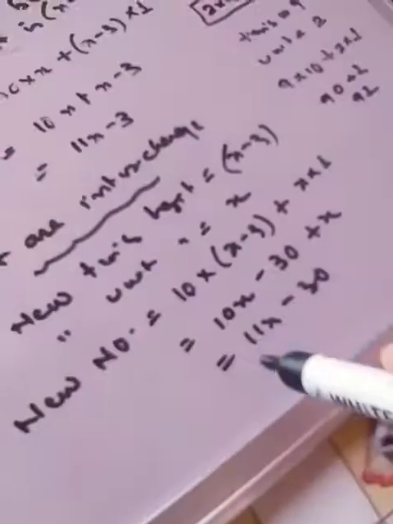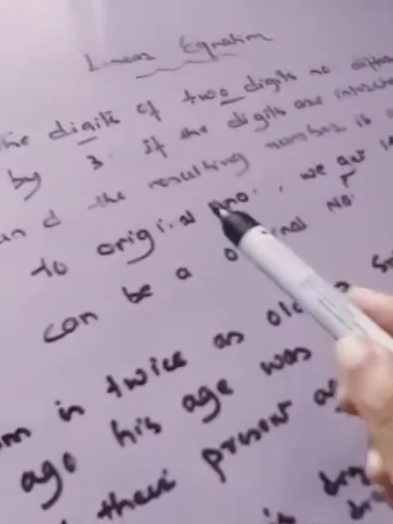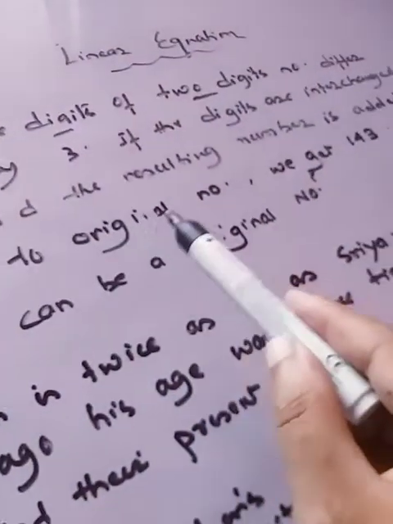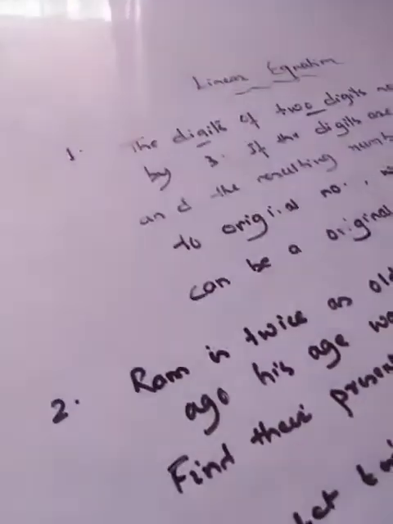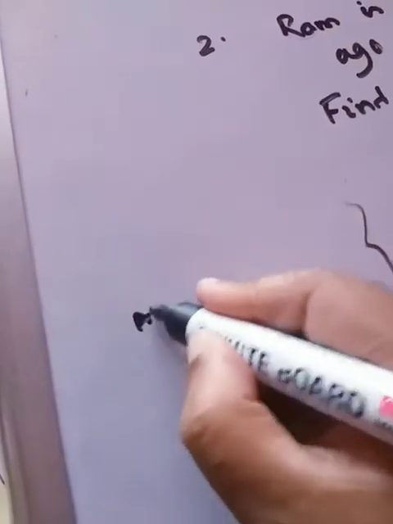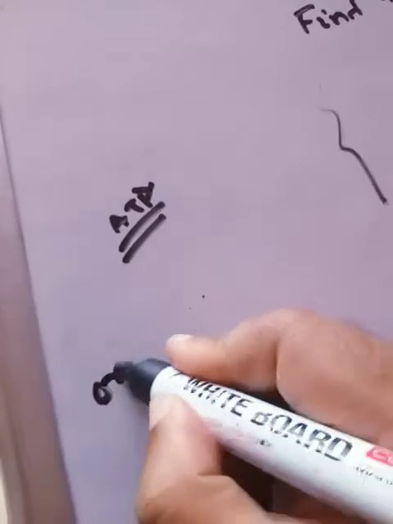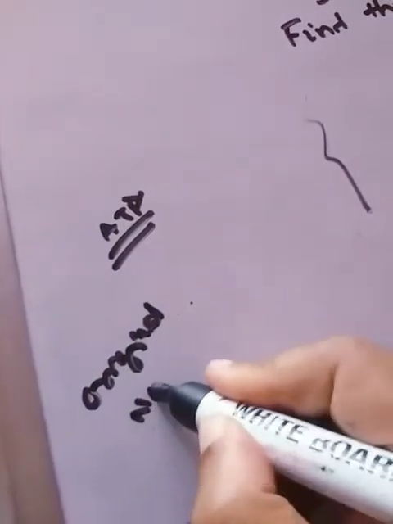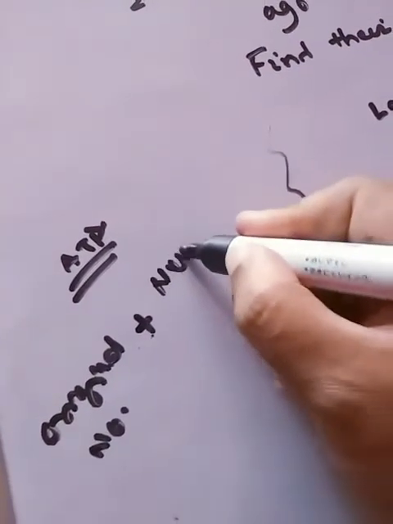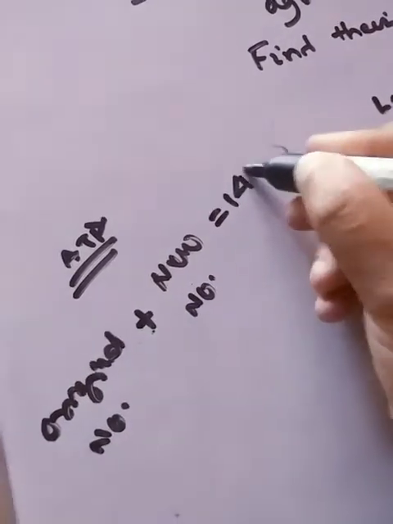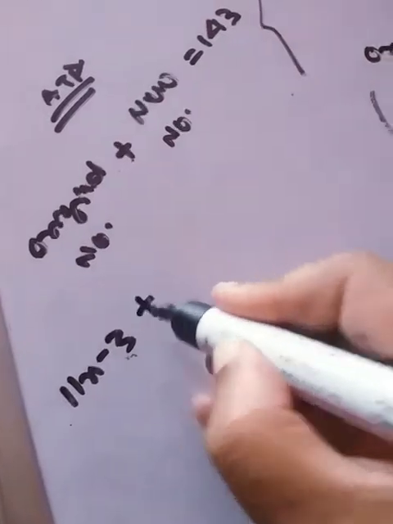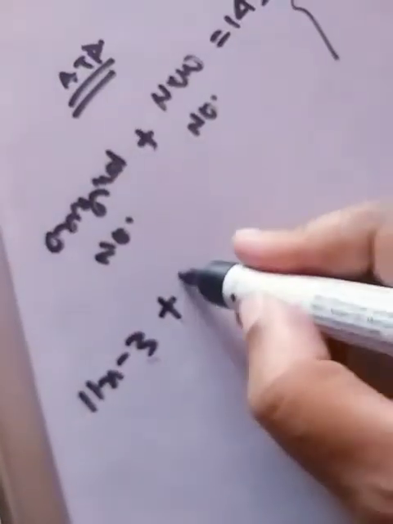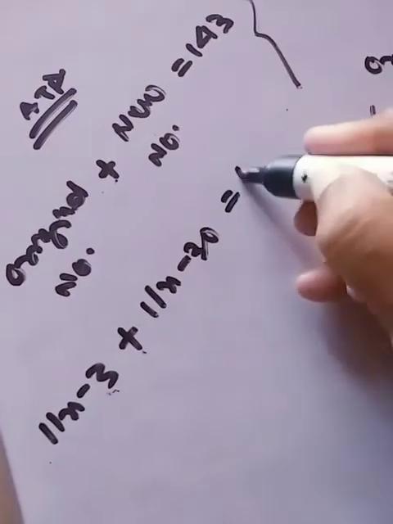If the digits are interchanged and the resulting number, this is the resulting number that you have obtained, is added to the original number, we get 143. Now what is the question saying? According to the problem, the original number when added to the new number, we get what? 143. So the original number is 11x minus 3, and the new number we got is 11x minus 30. So 11x plus 11x minus 30 equals 143.